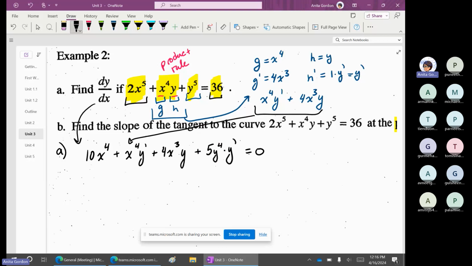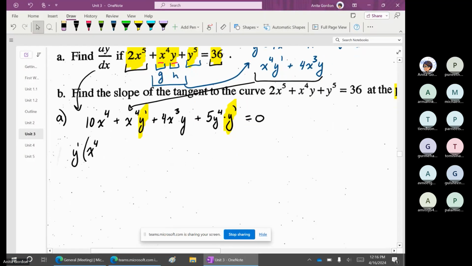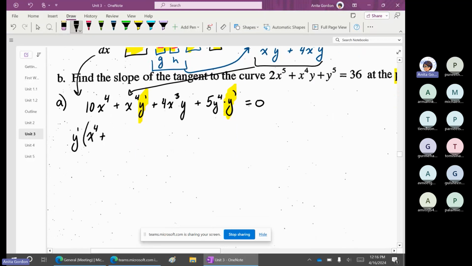Okay, did we follow how I did that? Now our goal is to isolate for y prime, which means collect like terms. I see a y prime here, and I see a y prime here, so I'm going to factor and collect those two terms together. This is going to be y prime bracket x to the 4 plus 5y to the 4 plus 10x to the 4 plus 4x to the 3y equals 0.